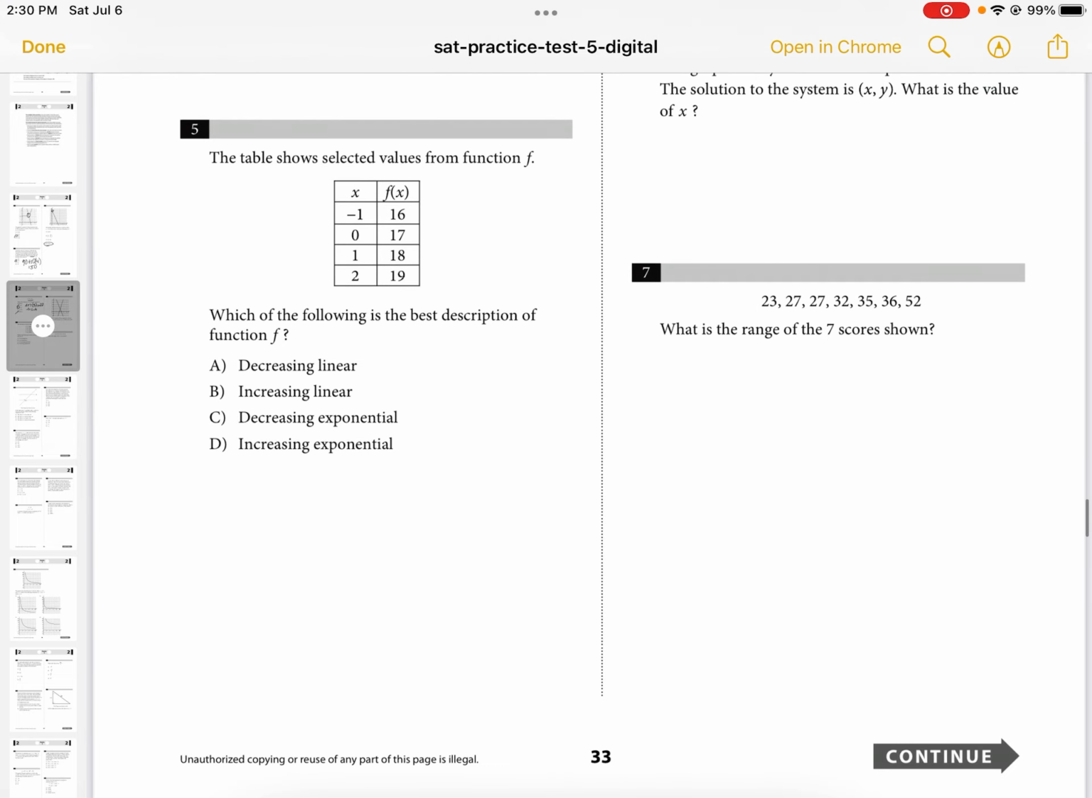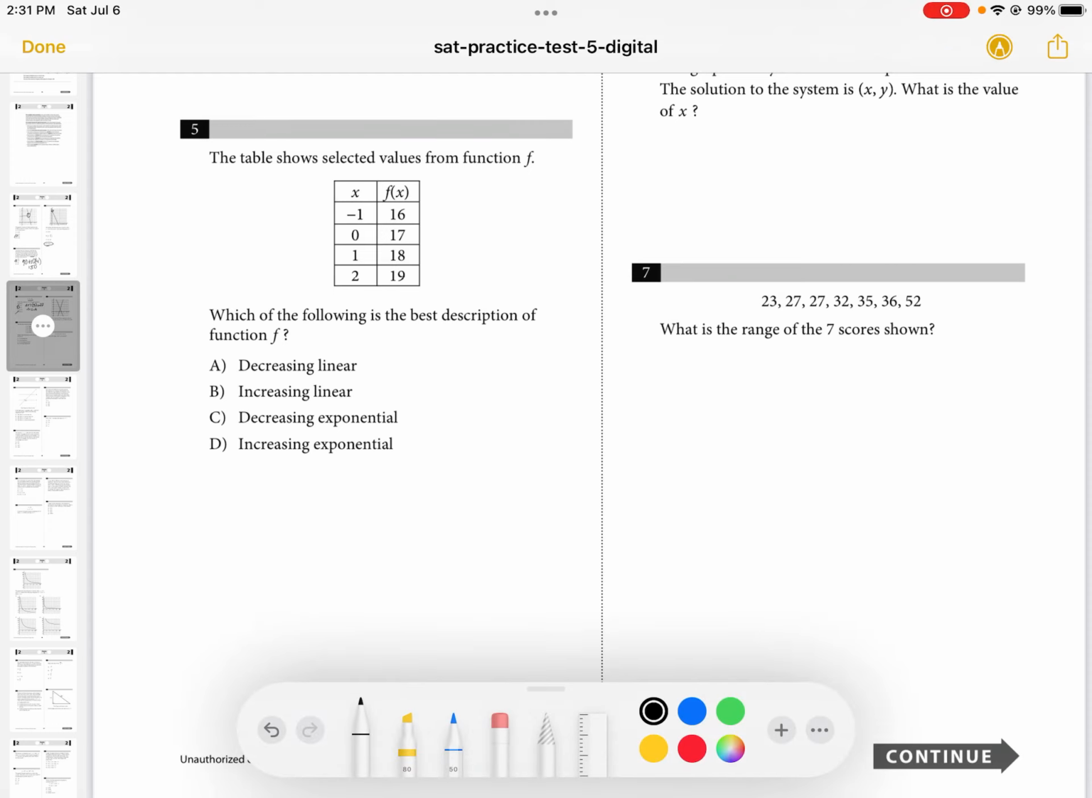Okay, number 5. The table shows selected values of function f. Which of the following is the best description of the function f? Okay, so over consecutive intervals of x of length 1, so it's plus 1, plus 1, plus 1, our change in y is constant. It's plus 1, plus 1, plus 1. So it's a linear function, so it's not exponential. And because the slope is 1 over 1, which is 1, our function is increasing.